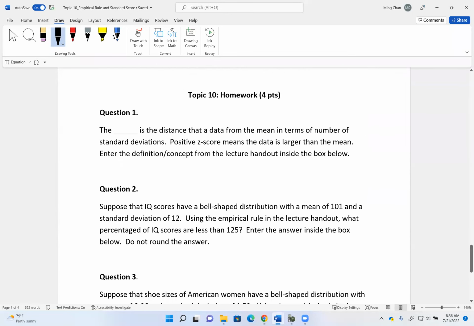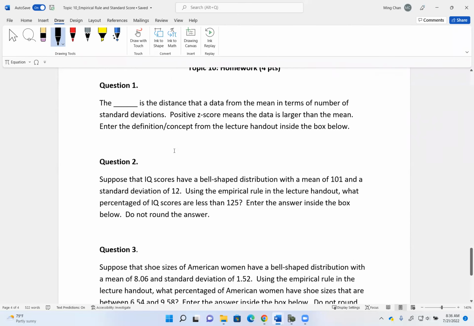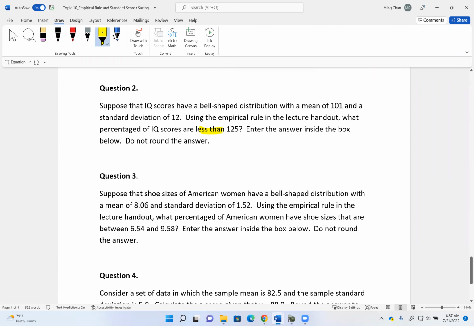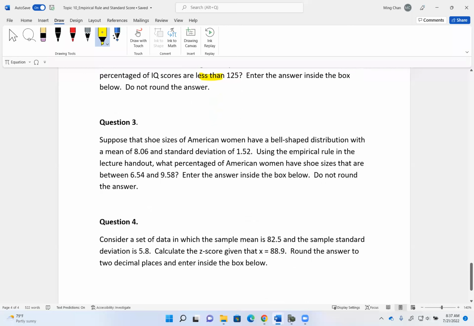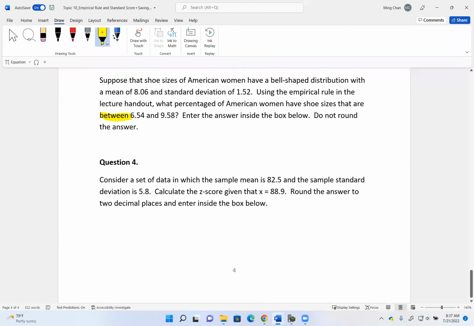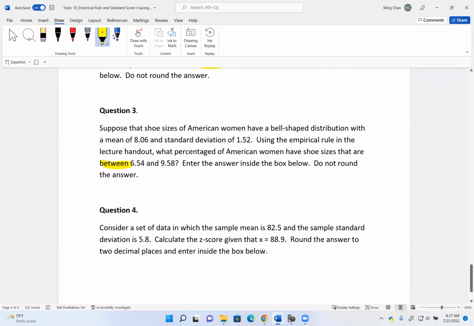All right, let's look at your homework. Question one is from the definition. Number two, suppose that IQ scores have a bell-shaped distribution with a mean of 101 and a standard deviation of 12. Use the empirical rule in the lecture handouts. What percentage of IQs are less than a given value? This one is in between, just like I did earlier. This one is calculating the z-score. Question number 4 is like the last one I did. Round to 2 decimal places, please.